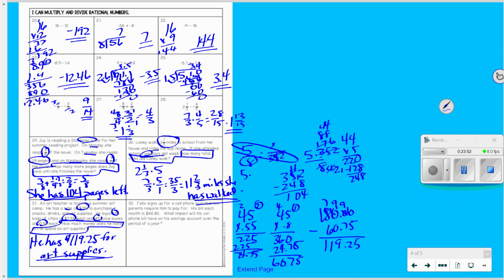Sam signed up for a cell plan with a credit card to pay for it. His bill each month is $46.80. What is the impact of the cell phone on a savings account over the period of a year? So I'm doing literally $46.80 times 12. Gives me 2 decimals. If you need it, you can check the answer, but it's going to be $561.60. Good luck, guys. I hope you're ready for the test.